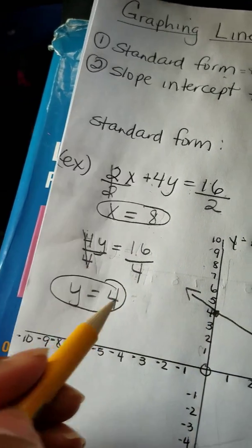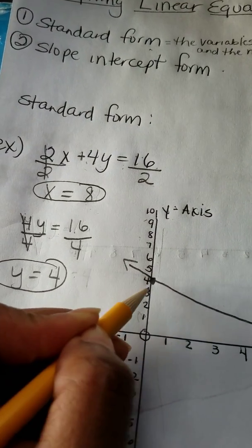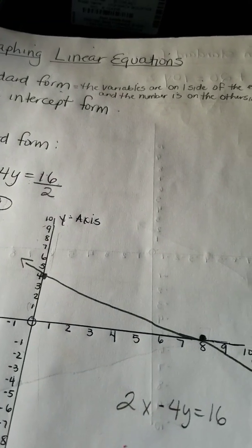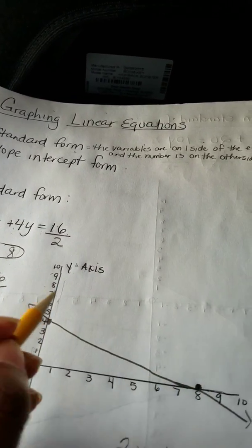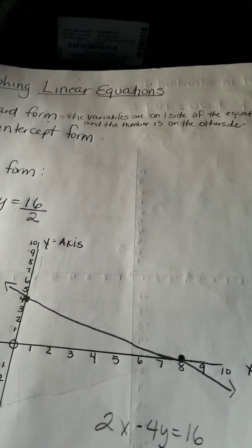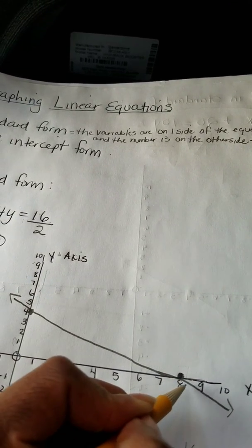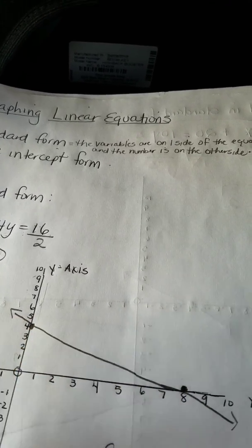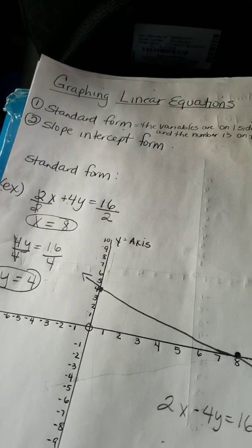I'm going to go up since it's positive, so I have 1, 2, 3, 4. This is my y-axis, and this is where I'm going to plot it. Now I would use a ruler, of course, but I would graph my linear equation like so. My line is not too straight, but I can't record and use a ruler at the same time. So basically I plotted my line from my x axis to my y axis, and that is how you graph a linear equation in standard form.